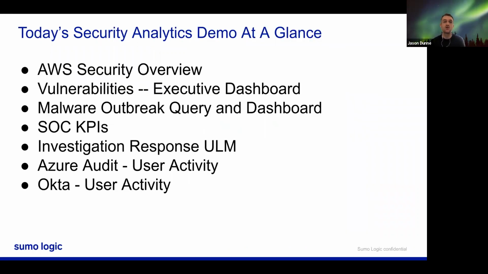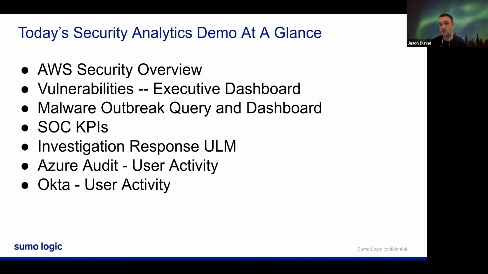So this is just a quick overview of what we're going to cover. It echoes some of the slides we just walked through. So AWS security overview. We'll do more of an executive dashboard for a management use case, looking at vulnerabilities and thinking more broadly of how you're managing all those incidents, and also the team more widely. Malware outbreak is where we can get more specific to a query and then look at the broader dashboard. SOC KPI is for more of a workflow view, I should say.